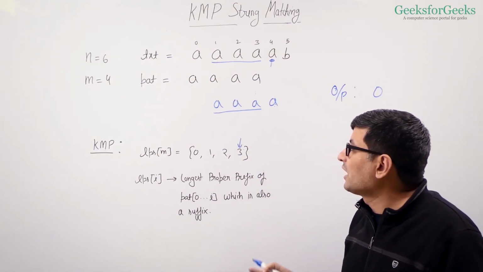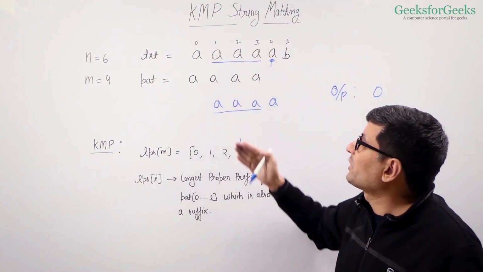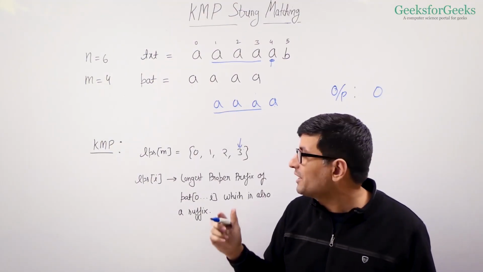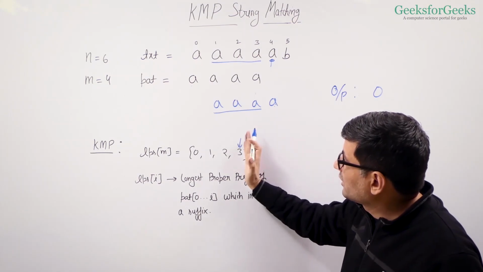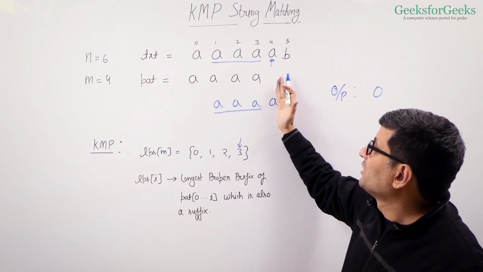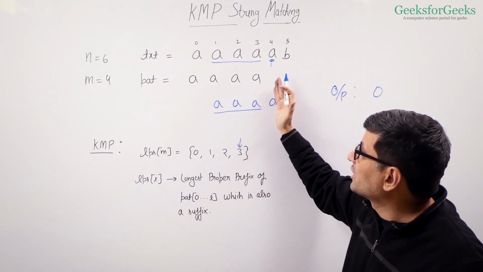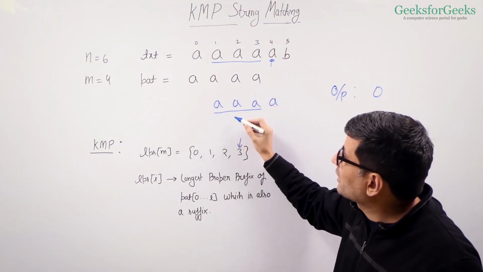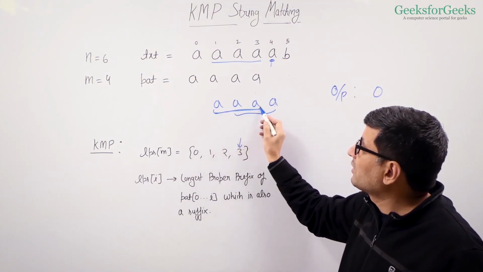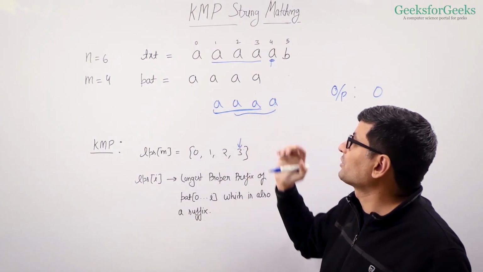Now let's understand how this LPS array helps us in skipping these 3 matches that we were doing in the KMP algorithm. What is the meaning of LPS? LPS means at this index, which is the index of the last character, the length of the longest proper prefix which is also a suffix is 3. Which means these 3 characters are same as these 3 characters. This is the longest proper prefix of length 3 and this is the suffix, also 3.